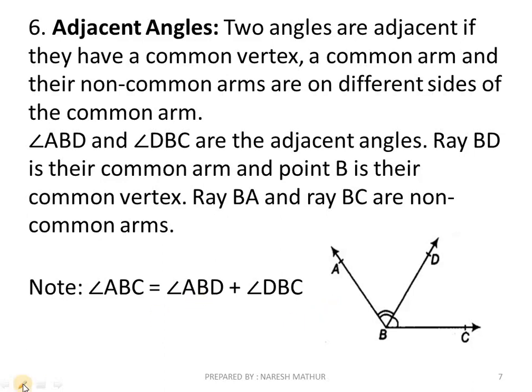Now the term comes adjacent angles. Two angles are adjacent if they have a common vertex. Let's say BD is the common arm, and their non-common arms are on different sides of the common arm. AB and BC are the non-common arms, which are on different sides of the common arm, that is BD. And if we add these two angles, it will make the whole angle ABC. Angle ABC equals angle ABD plus angle DBC.